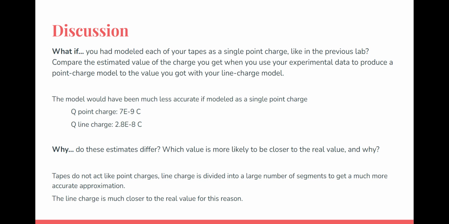And for the discussion, what if I had modeled the tapes as single point charges like in the previous lab? The model would have been much less accurate if modeled as single point charges, as you can see in the discrepancy between these two. These estimates are different because the tapes are not point charges. The tapes are a line charge divided into a large number of segments, and as the segments approach infinity, you get more and more accurate. So treating it as one is just not accurate at all.